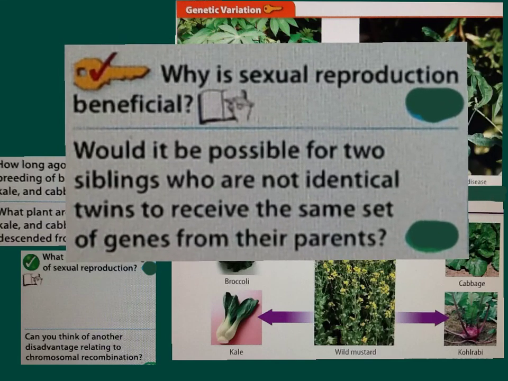2 questions. Key concept question: Why is sexual reproduction beneficial? The second one: Would it be possible for 2 siblings who are not identical twins to receive the same set of genes from their parents? You are writing one of these 2 down, please, answering the question, okay, please, in your science journal.